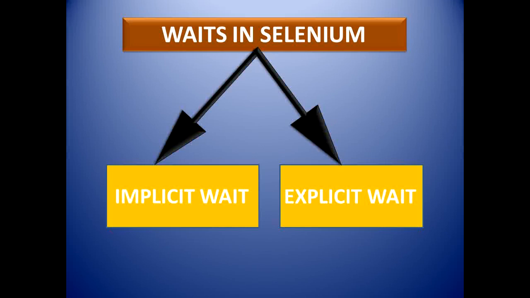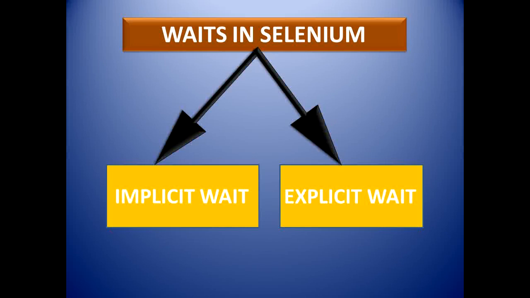Basically, implicit wait provides the default waiting time, that is 30 seconds, between each step. Just look at this word, each step. The next step will execute only after 30 seconds have completed after executing the previous step.